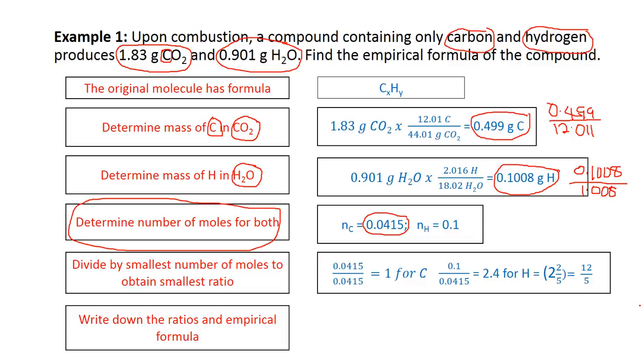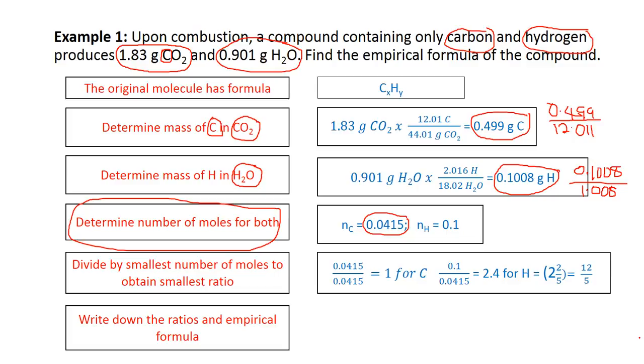This is what we get. So when we divide this, the answer is 1. That is for carbon. So for every 1 carbon, there are 2.4 hydrogen. But 2.4 is similar to 2 and 2/5. We can change this to an improper fraction, that is 12 over 5.